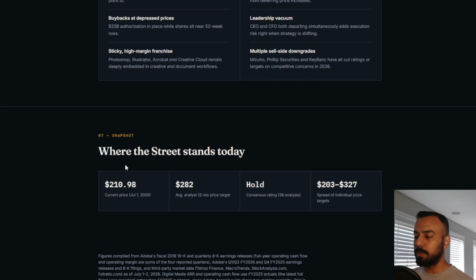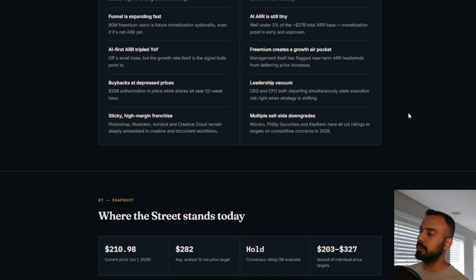Moving to the next part, where does the street stand today? What are analysts saying? The current stock price is about 218 today. It was 210 when I created the document. Analyst targets are about 282 roughly. Most people are saying just hold the stock. And that is the fundamental story for you.